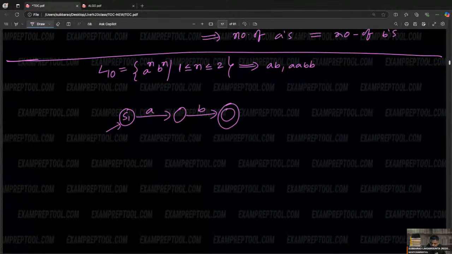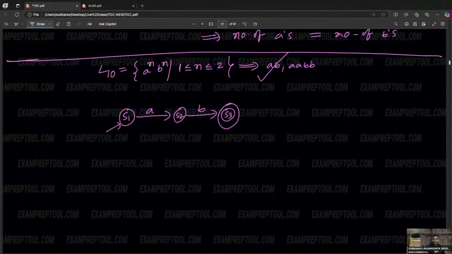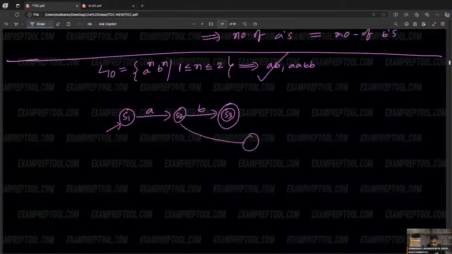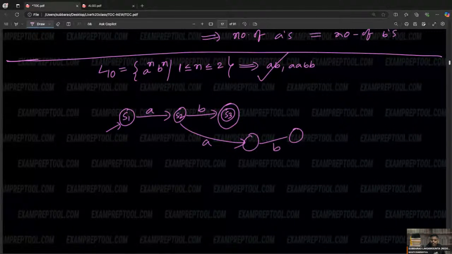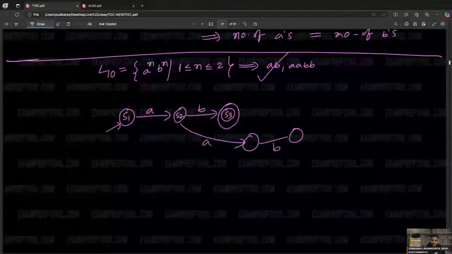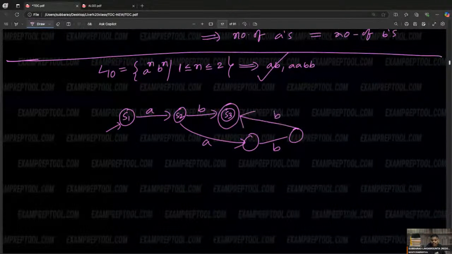On S1, A goes to S2. On S2, B goes to S3. So this is accepted. Now see the answer. S1, A comes to S2. S2, A comes to here. B comes to here. One more B goes to here. So if you observe clearly, double A, double B also, you can go to final.